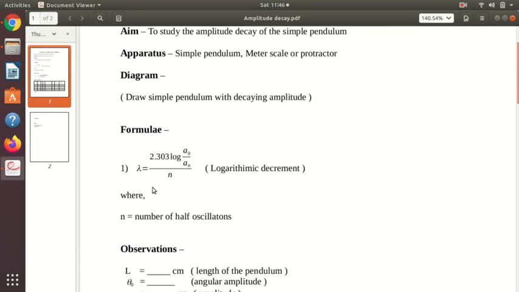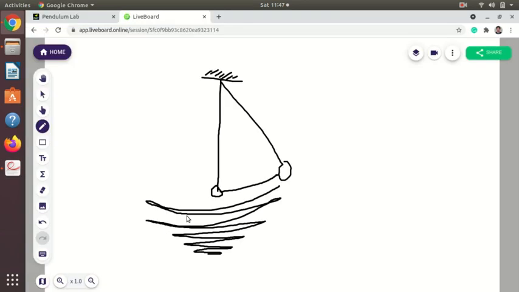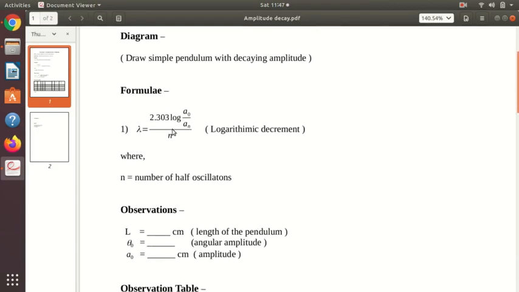Then these are some formulae. This lambda is called logarithmic decrement. We are not just noting the decrease in the amplitude, but also we are taking its log, and we will see how to do that. We have to measure the number of oscillations and we have to multiply it by 2 so that we get half oscillations. So what I mean here, one oscillation is from this to this and half oscillation is just from this to this. So we have to take the number of oscillations and number of half oscillations, and we have to use this in this formula.